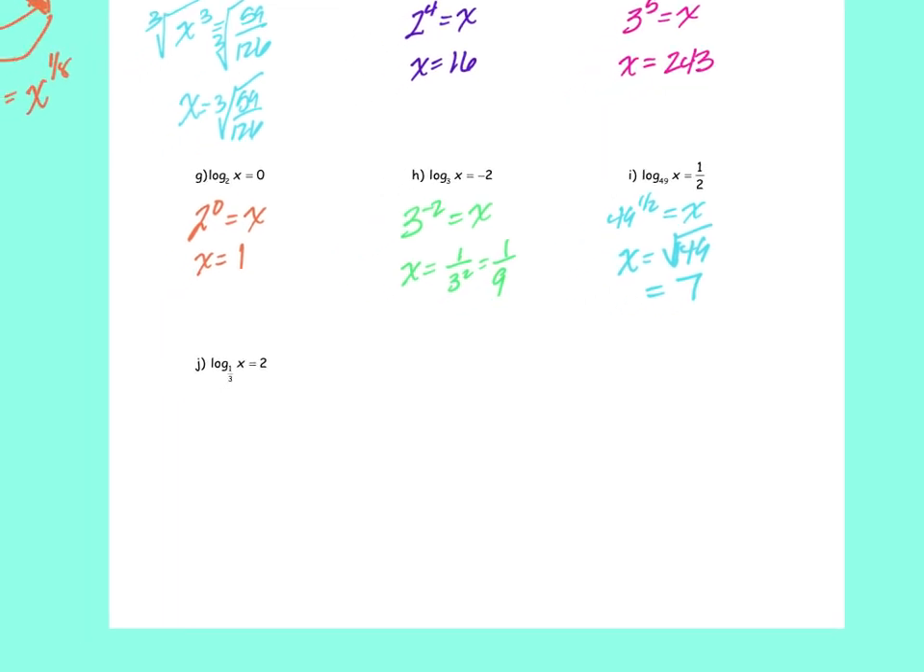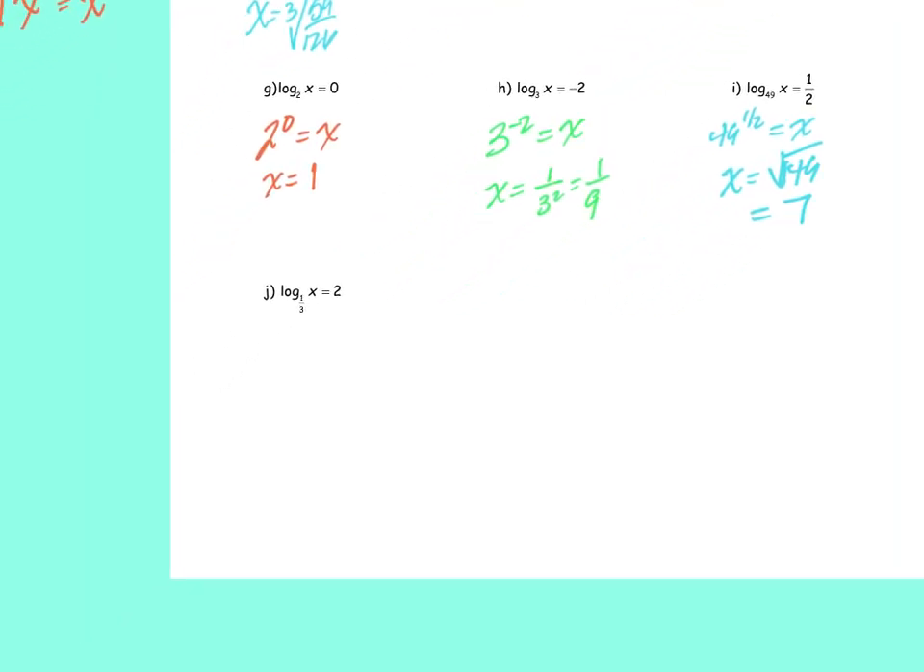And then the last one, what does the last one say? 1/3 squared equals x. So x is going to equal, what's 1/3 squared? Anybody know? 1/3 times 1/3. So that's 1/3 times 1/3. And what does that equal?